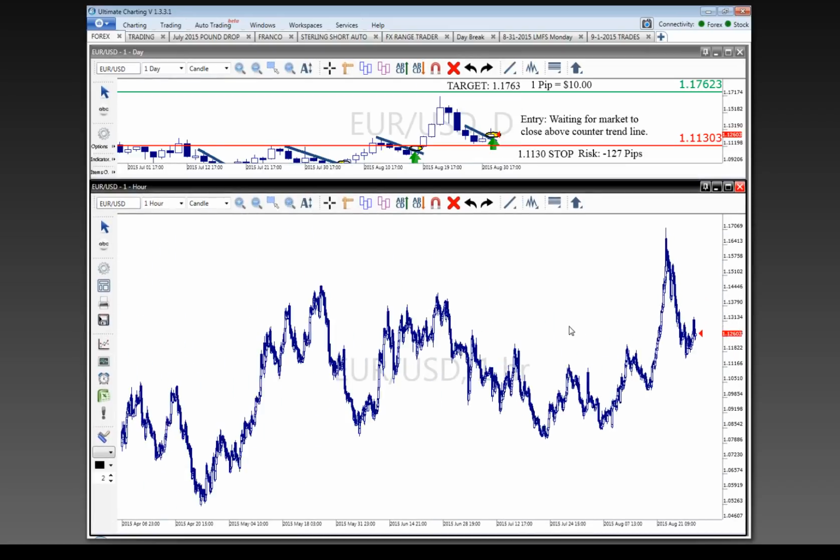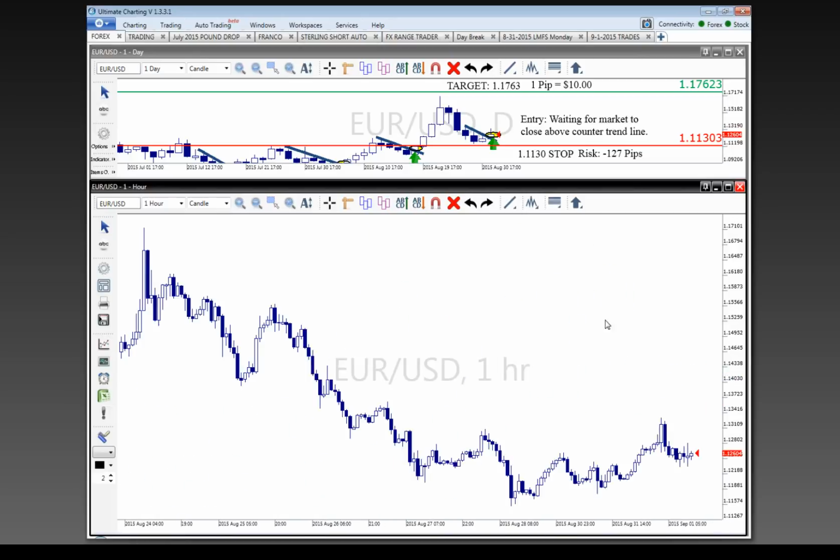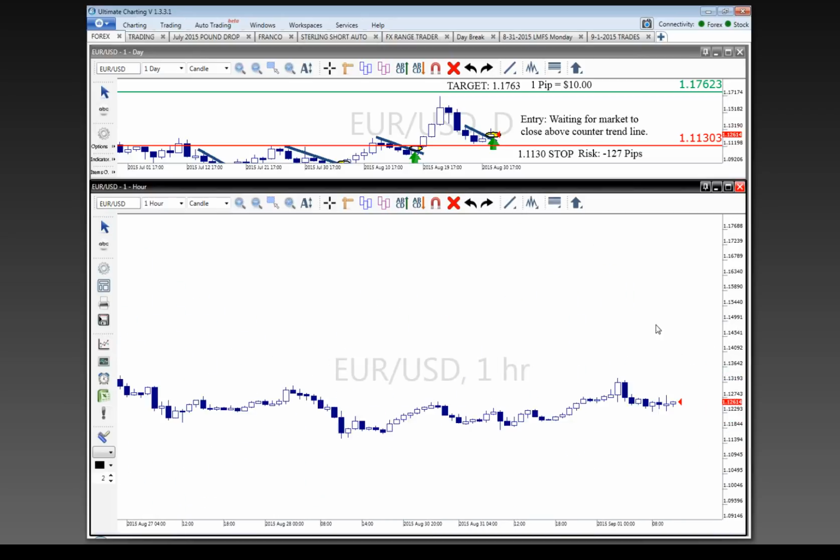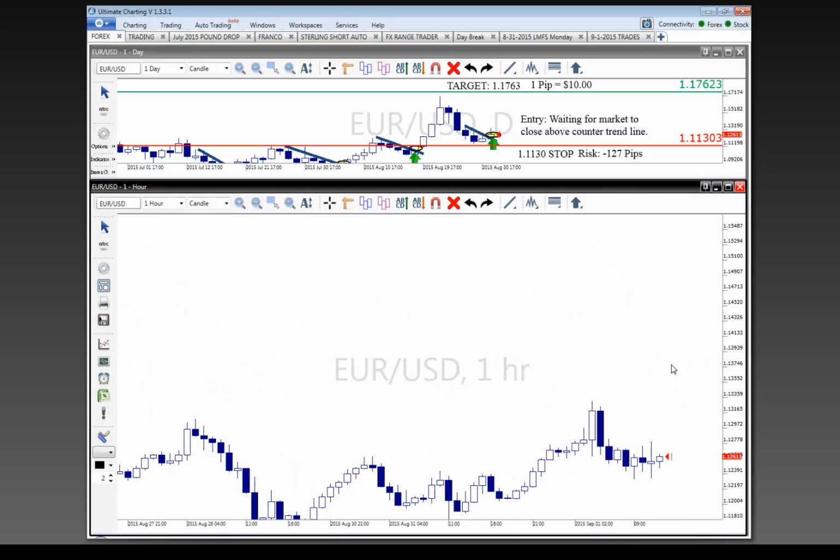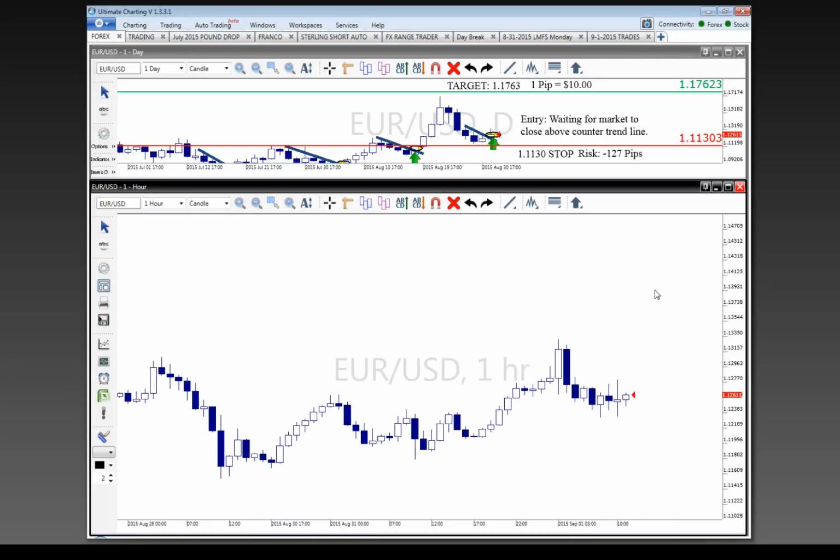Now, some of you are going to be questioning yourself on what you should be doing, what you shouldn't be doing. This is a very, very straightforward, simple concept for me. I am only looking to buy. Why? Because I have a 505 pip bullish target ahead of me.